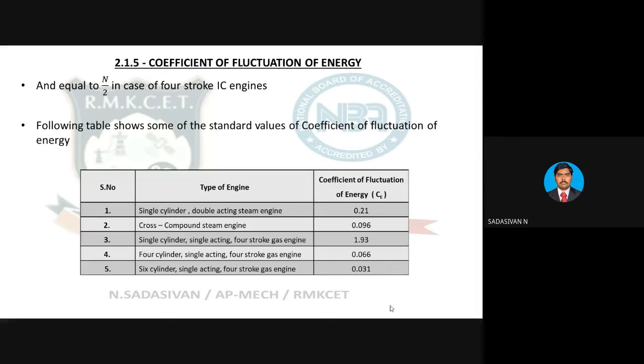Four-cylinder, single acting engine, it is 6.6%. Six-cylinder engine, it is 3.1%. Okay, keep all these things. You don't have to remember these numbers. Just understand that when you increase the number of cylinders, your fluctuation of energy goes down. That's what you have to remember.